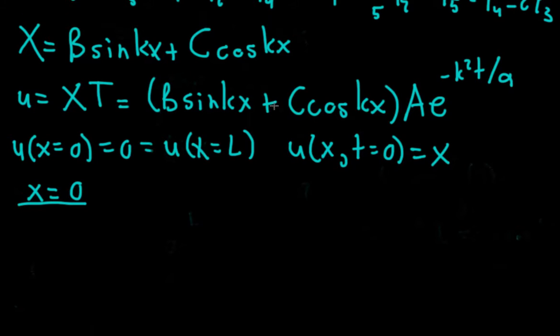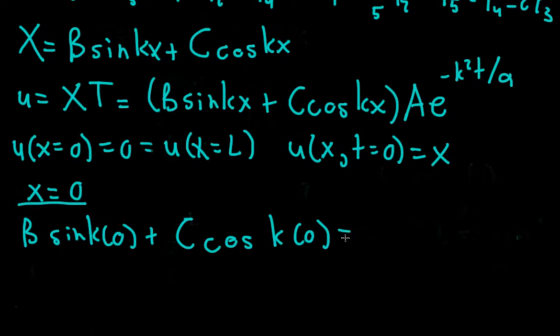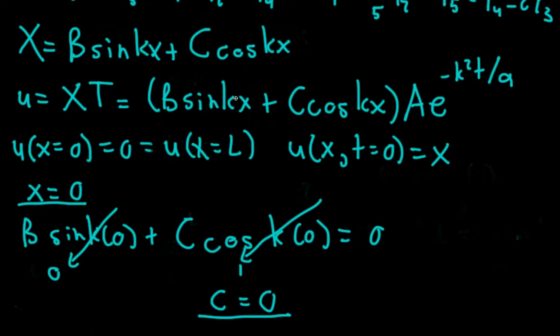We are going to take only the spatial part, that is the only one that matters here, and we are going to have b times the sine of k times 0 plus c times the cosine of k times 0 is equal to 0. The sine of 0 is 0, so that whole term is 0. The cosine of 0 is 1, so this is equal to c, and it's equal to 0. All right, so this is good, because it means I don't need the whole solution. I just need the sine part.